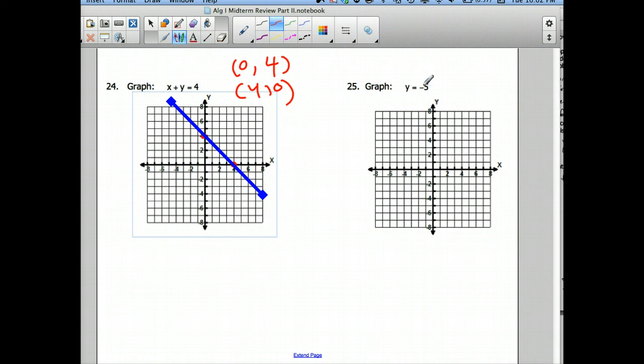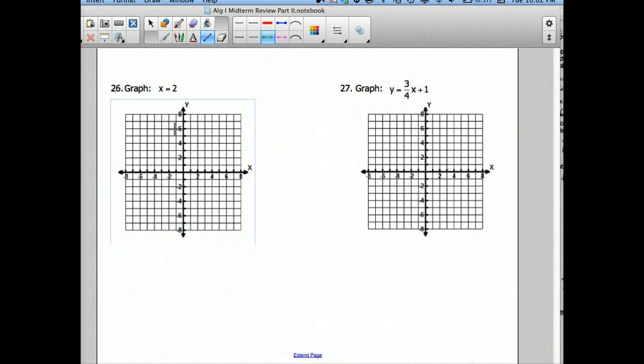Here, this is a weird one, right? So is this a vertical or horizontal line? Very good. Horizontal line at y equals -5. And then x equals 2. So that means x is 2 for every point on the graph. So that's going to be a vertical line at x equals 2.